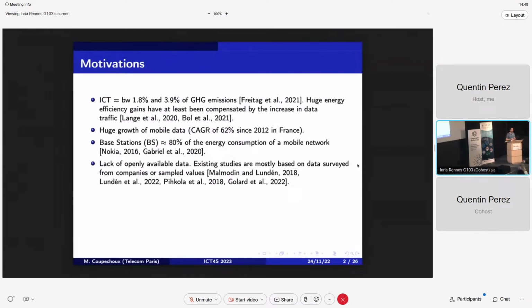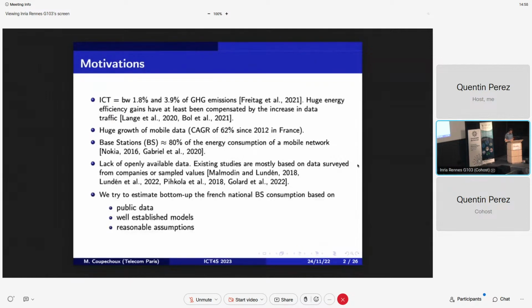So how to deal with this? How to maybe make a little bit of pressure on them? We had a preliminary solution, a preliminary answer. We tried to estimate the power based on a simplified model, on open data that is available in France, and on some reasonable assumptions. So this is what we have done in this work.